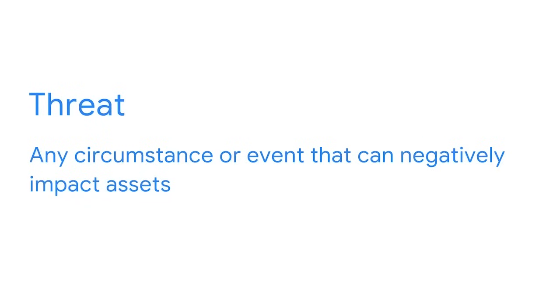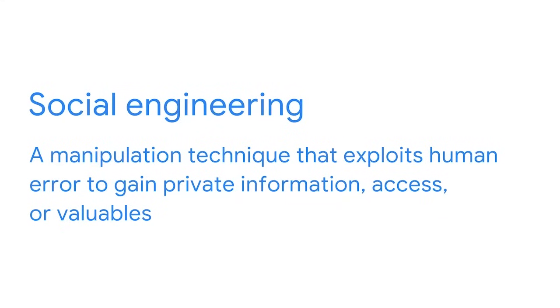Unfortunately, organizations operate in an environment that presents multiple security threats, risks, and vulnerabilities to their assets. Let's review what threats, risks, and vulnerabilities are and discuss some common examples of each. A threat is any circumstance or event that can negatively impact assets. One example of a threat is a social engineering attack. Social engineering is a manipulation technique that exploits human error to gain private information, access, or valuables.